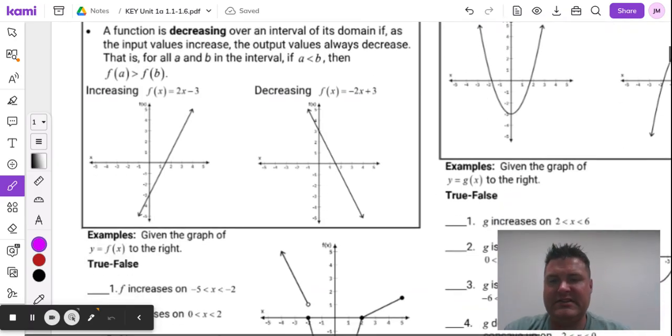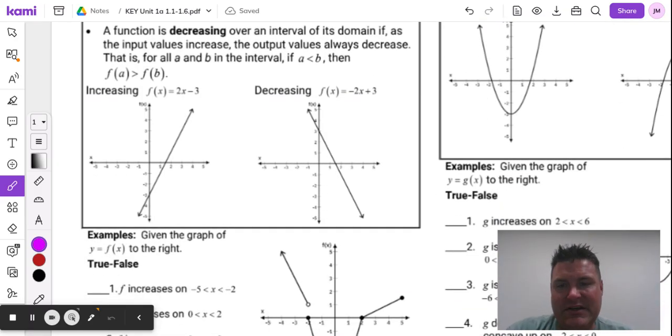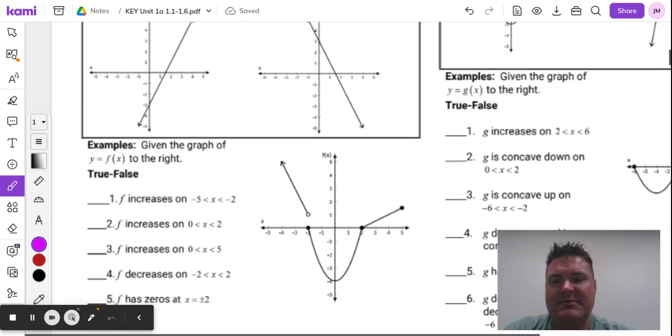Okay, so we have two examples right here. One is increasing, one is decreasing. These are linear, so it's very easy to tell from the slopes. The increasing function is always increasing. The decreasing function is always decreasing. But when we start getting parabolas, it'll increase and decrease in certain places.